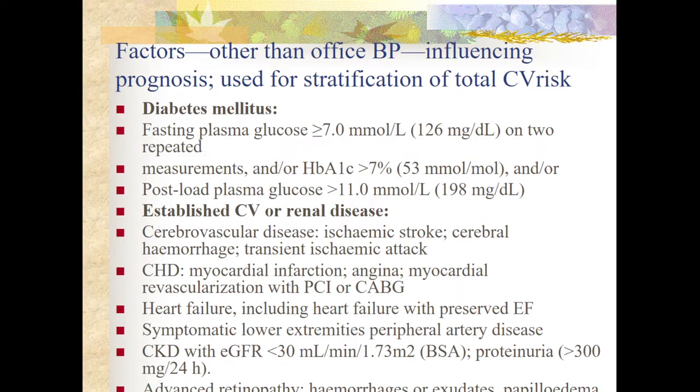Diabetes mellitus risk factor: fasting plasma glucose more than 7 millimole per liter on 2 repeated measurements, and or hemoglobin A1c more than 7 percent, and or post-load plasma glucose more than 11 millimole per liter.